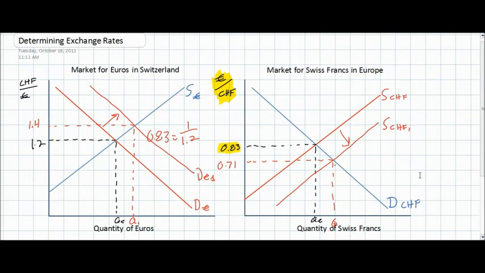Notice that the red curve in the market on the left shifts out, causing an outward shift in the red curve in the market on the right. One currency gets stronger, the euro in this case, while the other currency gets weaker, the franc.